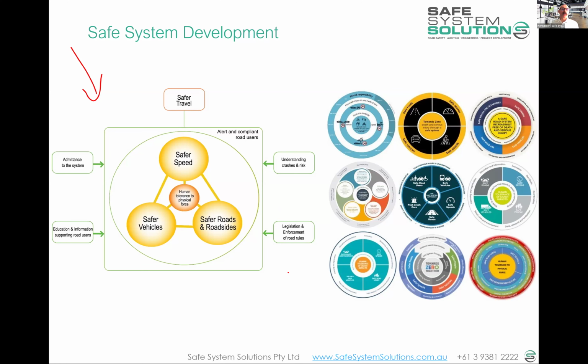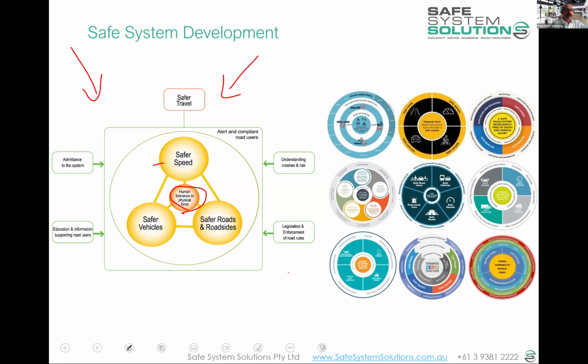So this diagram's 2004. It's actually about 2003. We're debating it. Come up with this diagram. It was actually in the middle there, might be a bit hard to read. Human tolerance to physical force. How much force can the human body take before it breaks, before it results in a serious injury or a death? That's the central element of it. It's absolutely mind-blowing at the time to think about that as a starting point for a road and street transport philosophy. But it's good. It started there.